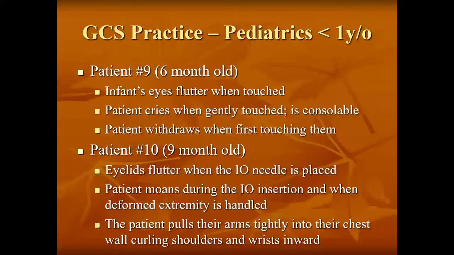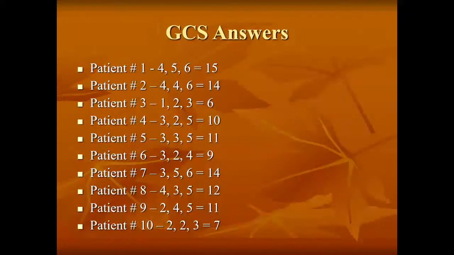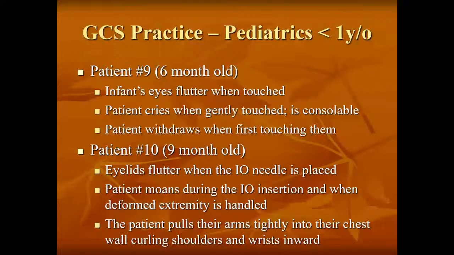Number 10 here, 9-month-old. I think there's only 2 peds ones. So a 9-month-old, eyes flutter when the IO needle is placed, moans during the IO insertion and when the deformed extremity is handled. Patient pulls their arms tightly towards their chest, curling shoulders and wrists inward. So this is real bad, right? GCS really low, 7. That patient's probably going to need airway protection at that point. If you're sticking a needle in a kid and they're not really doing much, they're probably not protecting their airway.